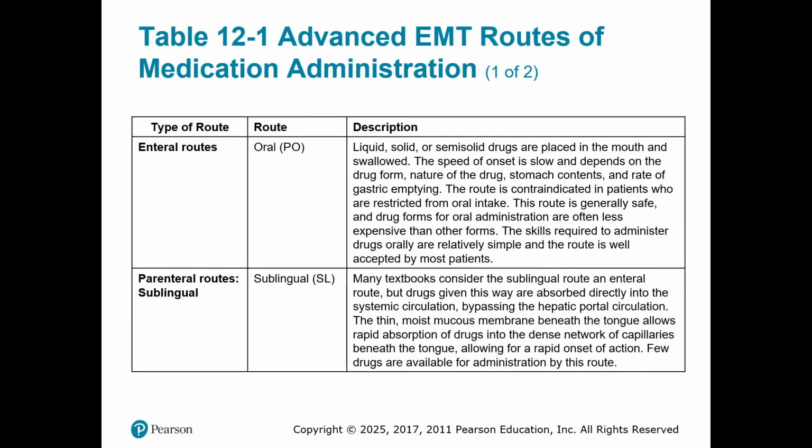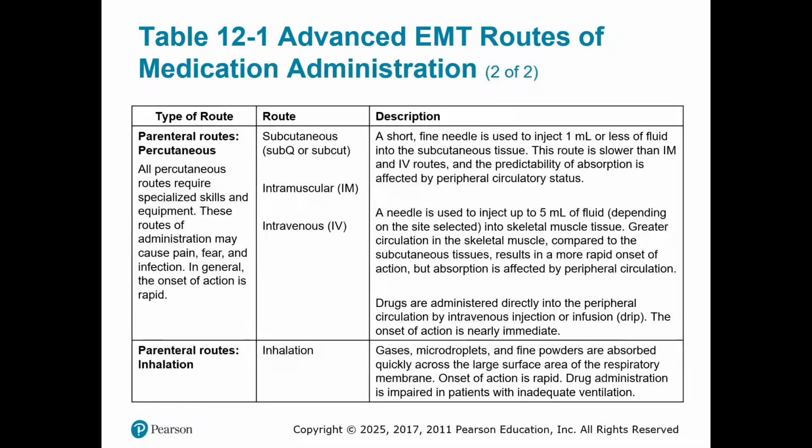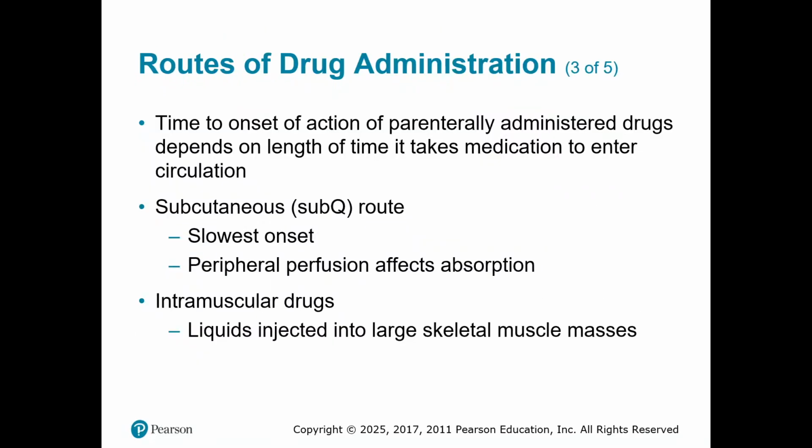Here we have a chart. We can look at the type of route, the route, and the description. So enteral routes are PO or oral. The parenteral routes, sublingual. And just like I mentioned before, it could be subcutaneous or sub-Q, intramuscular or IM, or even intravenous IV. It continues, it could be inhalation. So know the differences in those two, please.